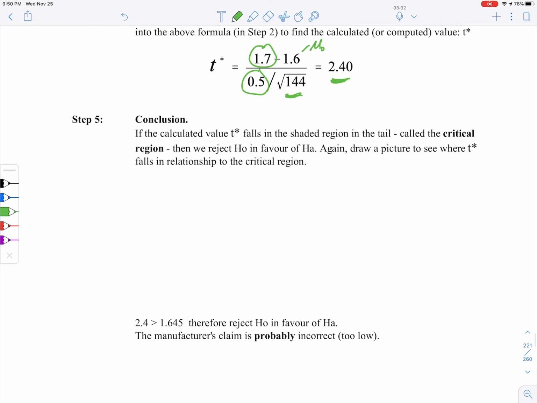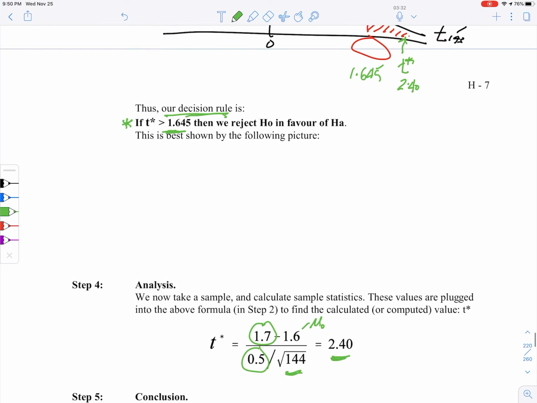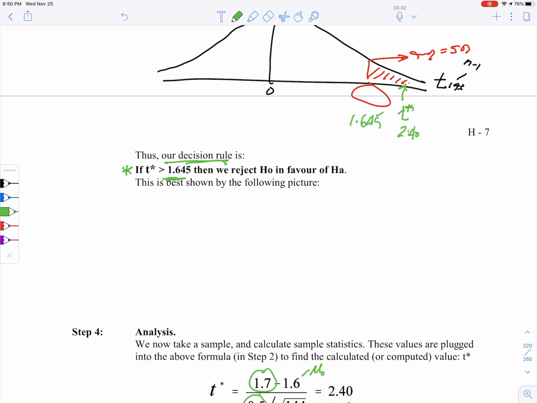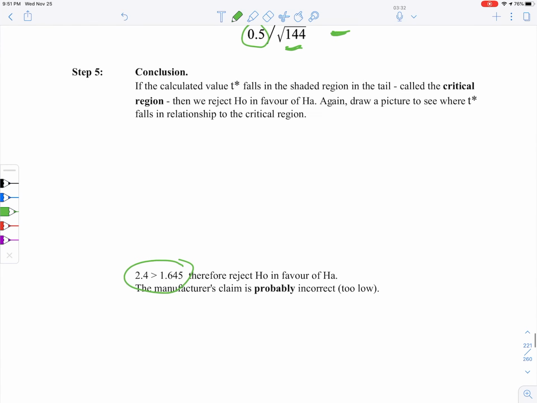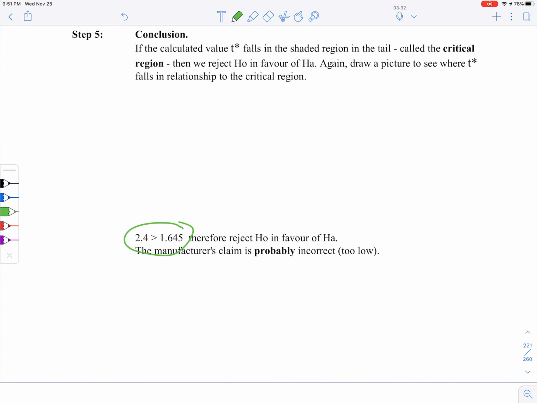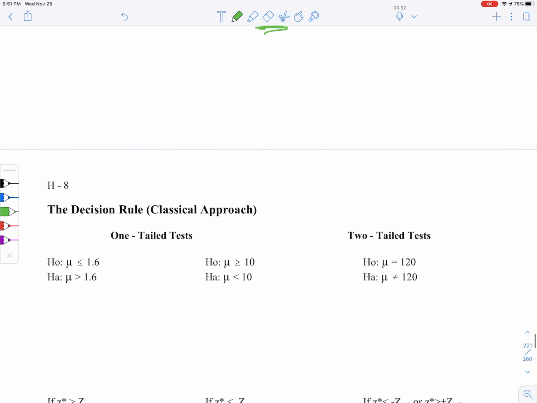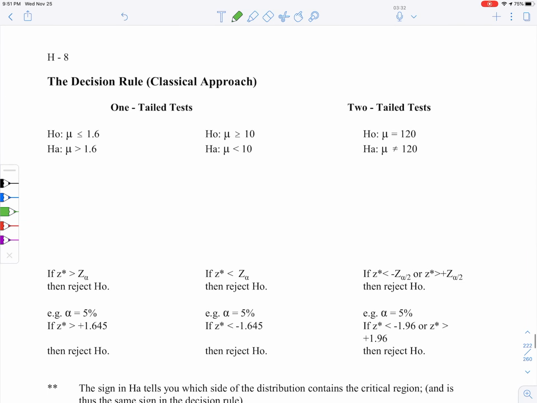So our conclusion then is that it falls in the rejection zone. So I've shown that in as the picture up here. And so we reject H0 in favor of HA. So 2.4 is greater than 1.645, therefore reject H0 in favor of HA. The manufacturer's claim is probably incorrect. There is a chance that we're making a type 1 error.